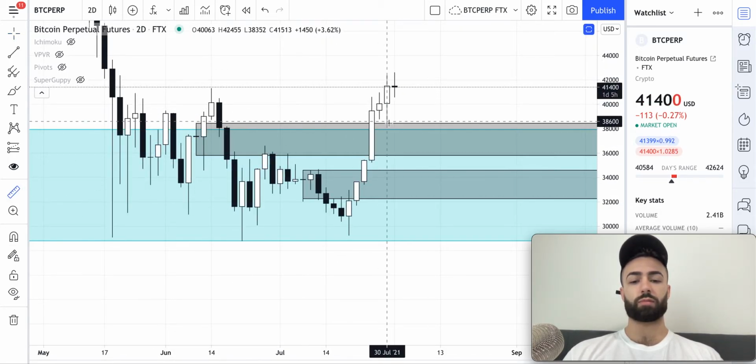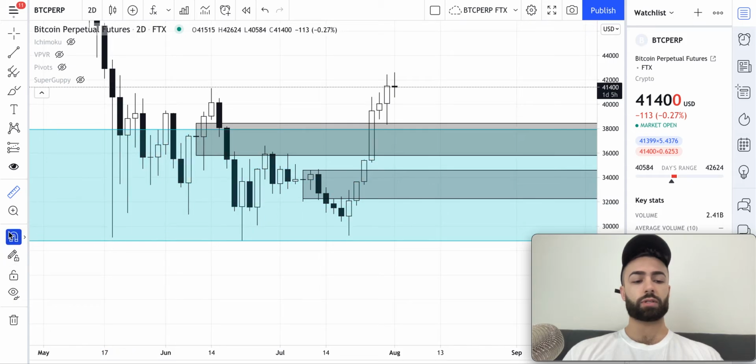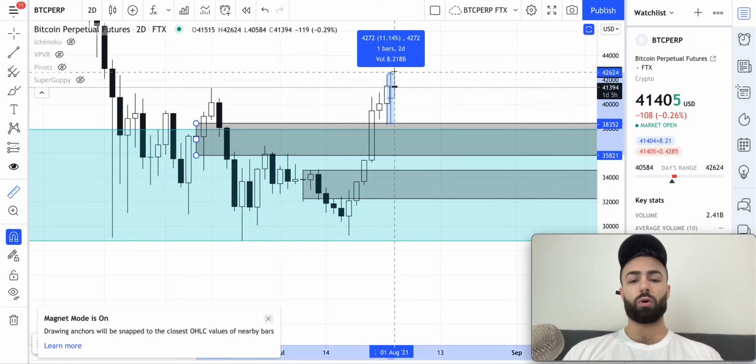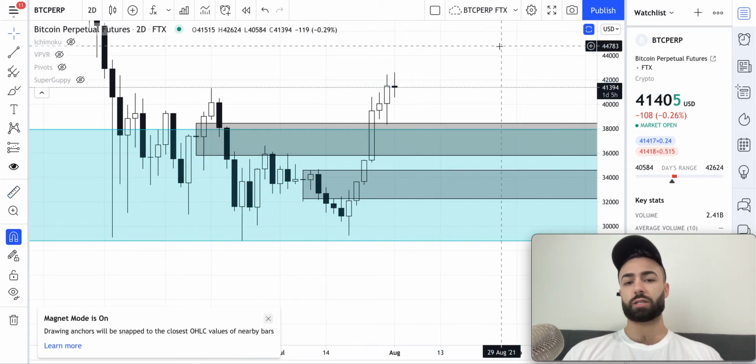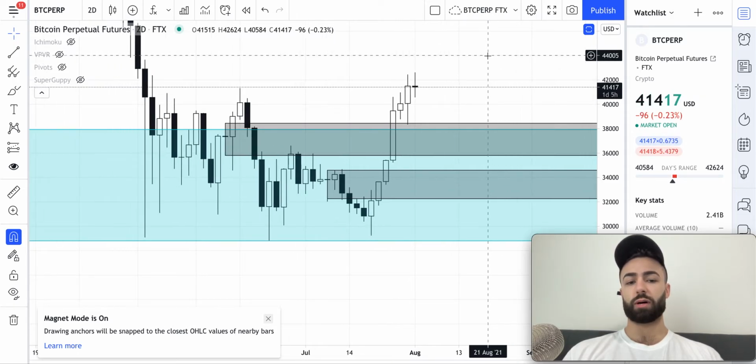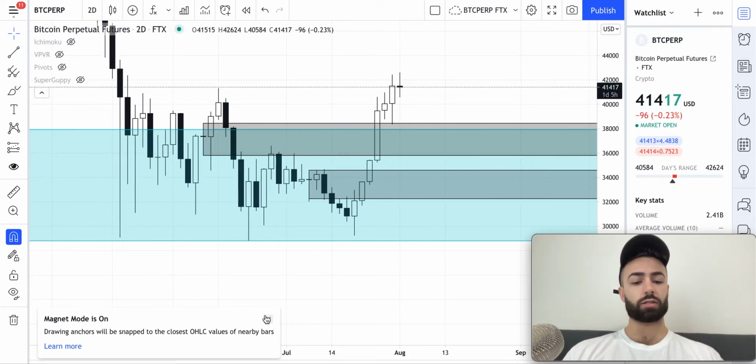Now, what was the profit potential on that? The profit potential on that was about 11% on spot. 11% on spot. Okay, that's not too bad. I'll take that.